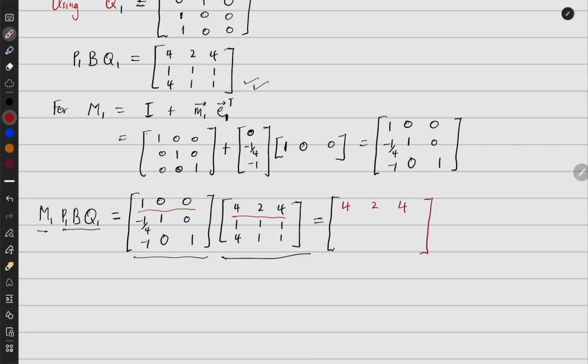Now this one says multiply row 1 by negative 4 and add to row 2. So multiply here by negative 4 and add here. That's how I get a 0. Multiply here by negative 1 out of 4 and add here. That's negative a half plus 1.